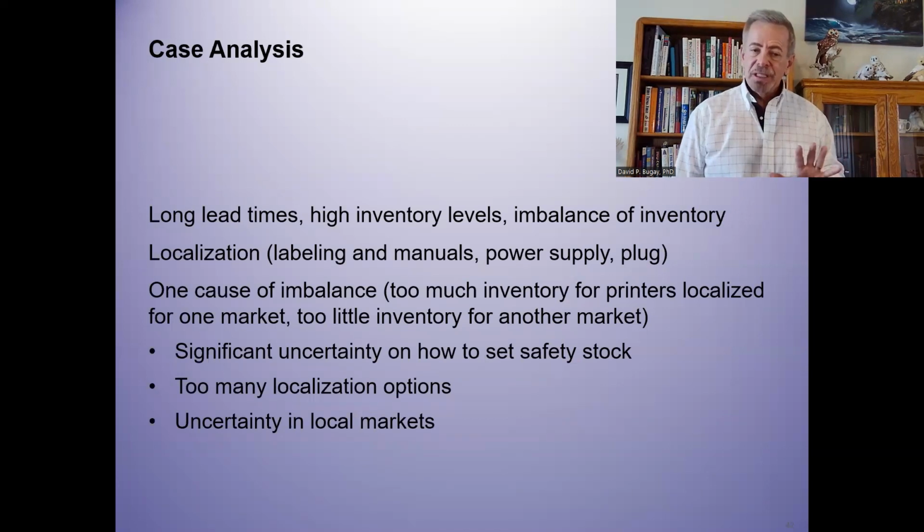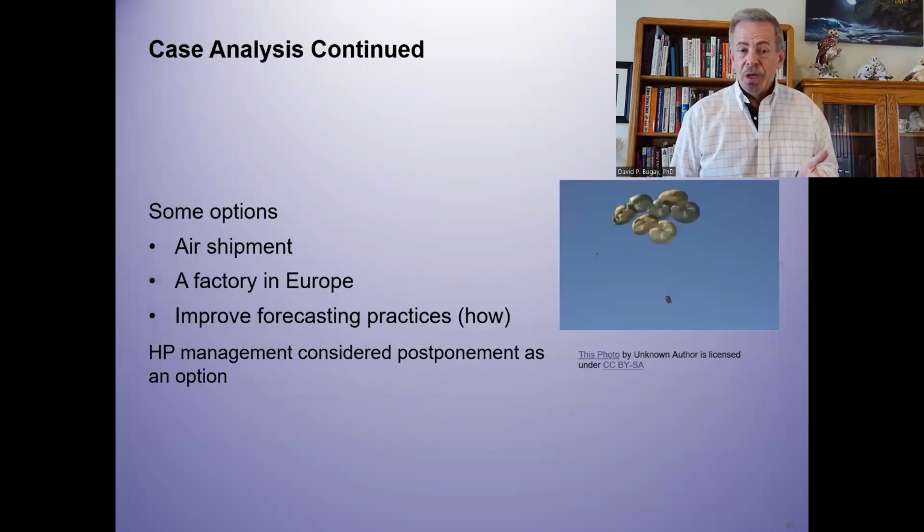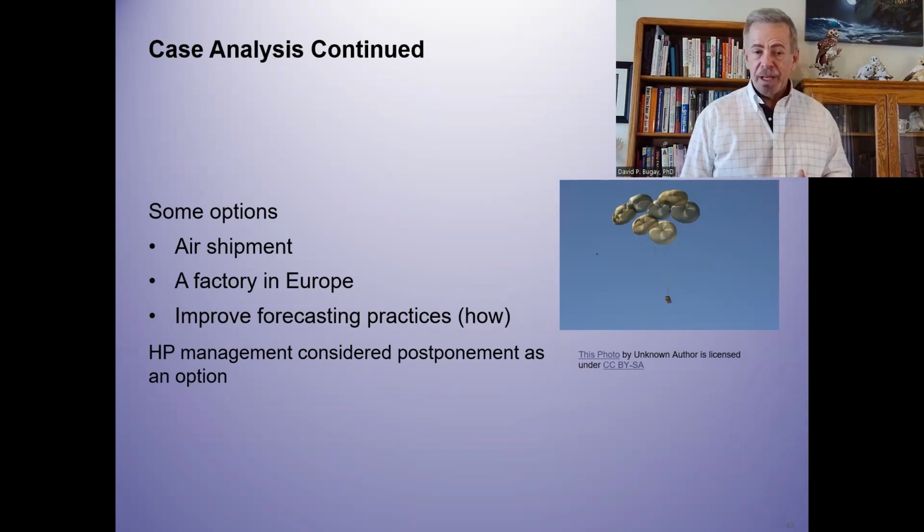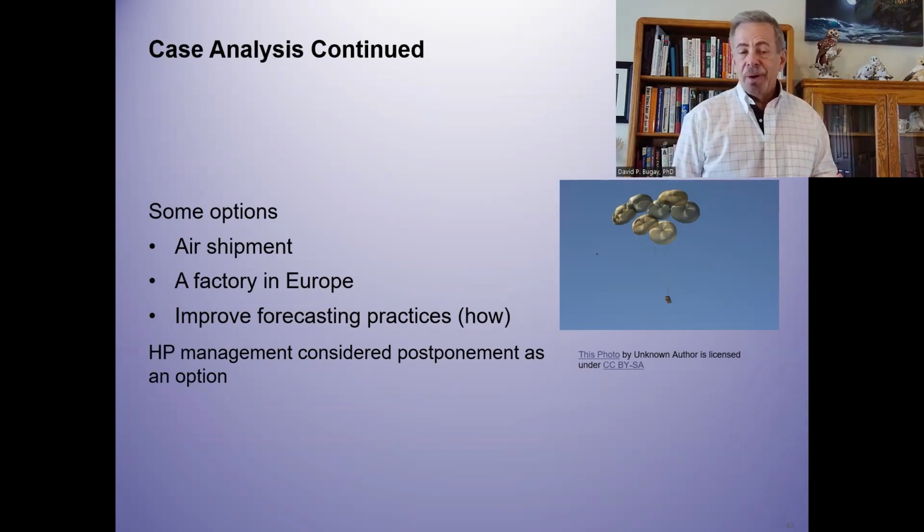You're going to pay attention to a lot of different aspects, a lot of localization options you're going to have. You're going to have uncertainty in almost every market because it's new. That's the nature of it. So, what options do you have? Air shipment, drop it off by parachute. That doesn't quite work very often for almost all products, but the aspect of what are the options?